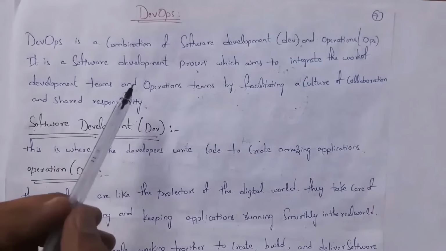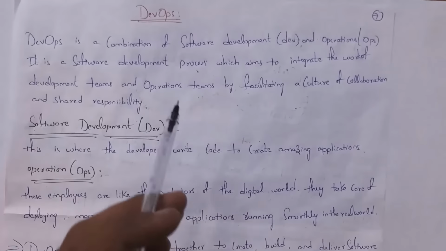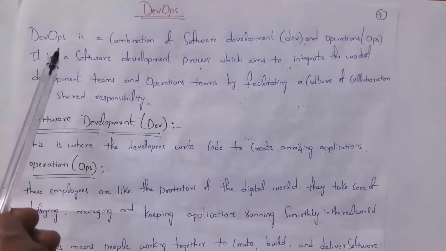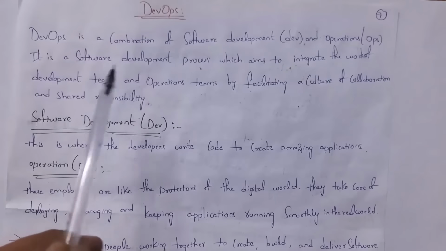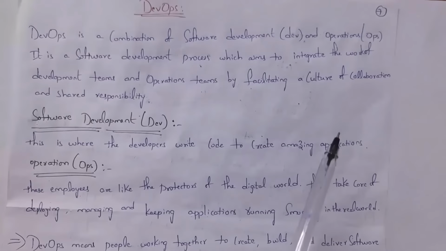Guys, in DevOps, both the development team and operations team will interact with each other and they will complete work. They both communicate with each other and they will share responsibility to develop and deploy software. So DevOps is a software development process which aims to integrate the work of the development team and operations team by facilitating a culture of collaboration, that is, they will collaborate with each other and share responsibilities.